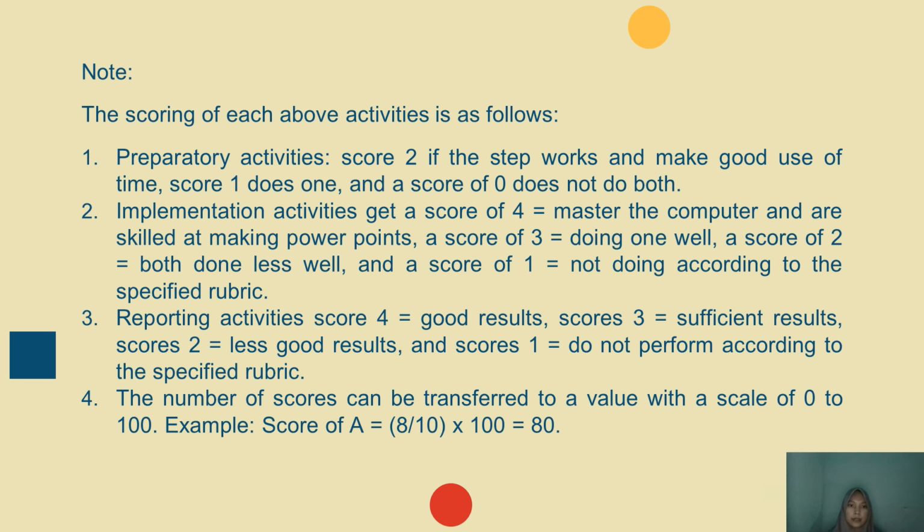And the last, the number of scores can be transferred to a value with a scale of 0 to 100. Example, the score of student A is equal to 8 per 10 times 100, which is equal to 80.